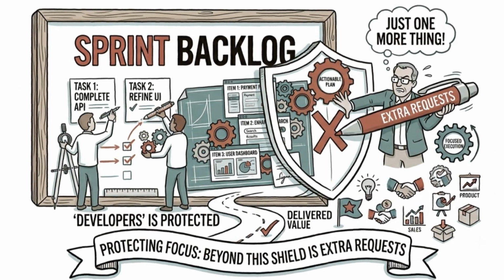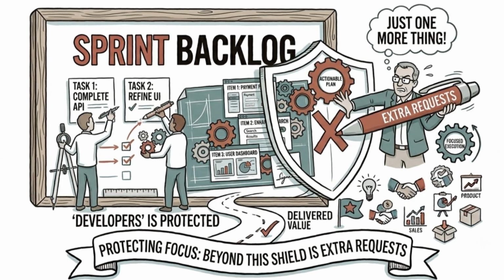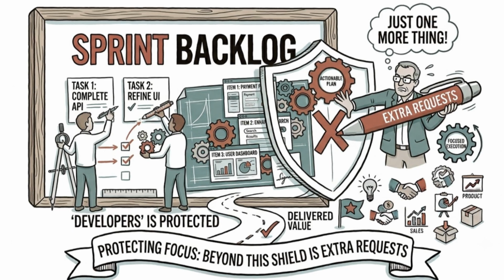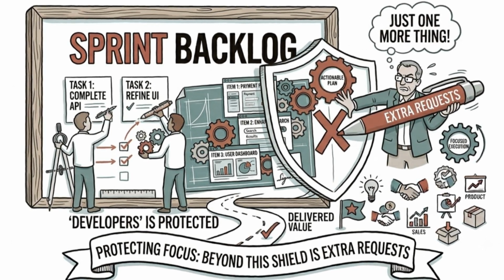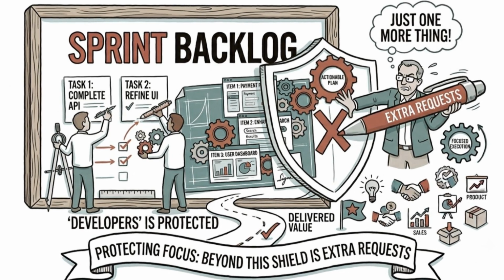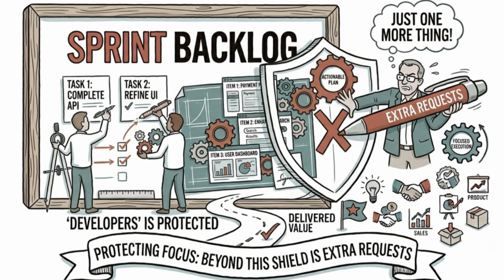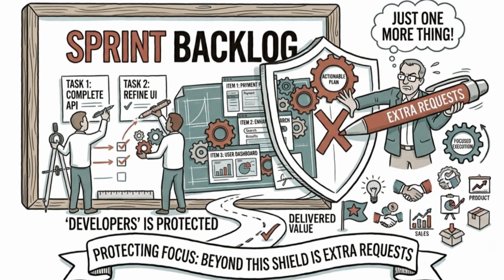Why this matters? It prevents external managers or stakeholders from forcing extra work onto the team mid-sprint. The golden rule: nobody outside the Scrum team can alter the sprint backlog without consulting the team first, and any change must not put the sprint goal at risk.